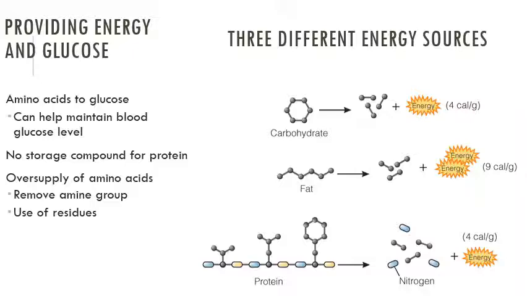There are three different energy sources: carbohydrate, fat, and protein. Carbohydrate breaks down to 4 calories per gram. Fat breaks down to 9 calories per gram. Protein breaks down to 4 calories per gram. And there's also nitrogen.